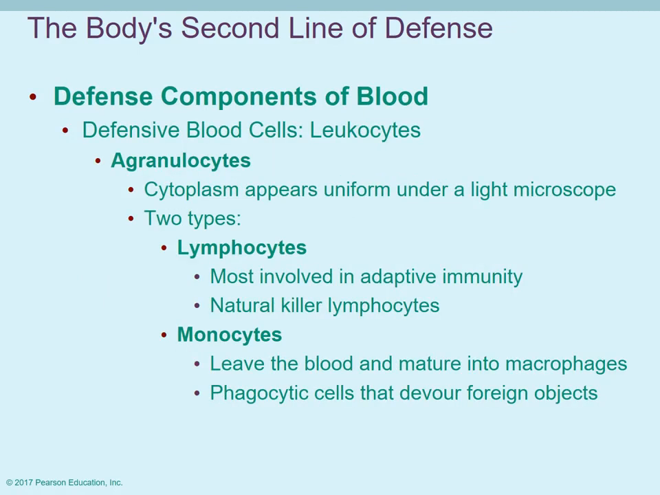The agranulocytes, it does not look like someone dumped sand in it, so you don't see those granules. And there's two main types, the lymphocytes and monocytes. The lymphocytes are going to be involved in the adaptive immunity, and that's what is going to be discussed in chapter 16. There are also cells that will develop into what are known as natural killer cells, and those will be discussed a little bit later as well.